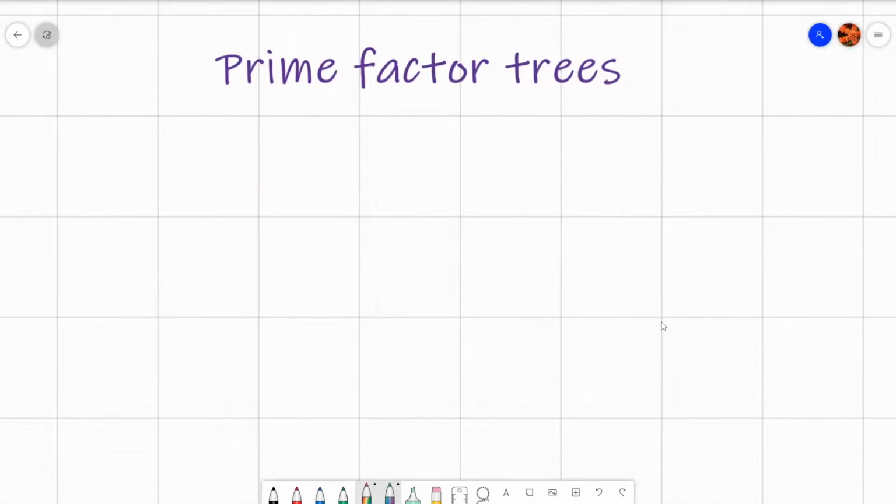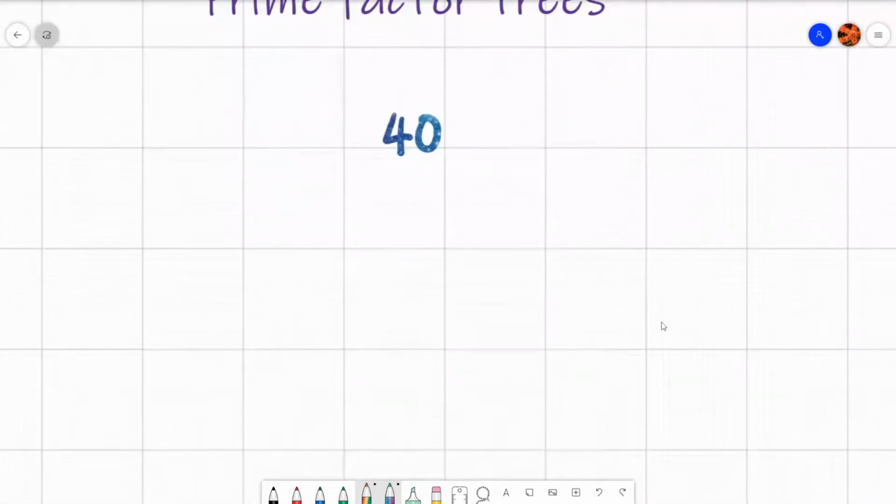Okay, so we're going to take the number 40. What I want is the prime numbers or the prime factors that go into 40, and when I multiply these numbers out I end up with 40. So I want all the prime factors of 40 that multiply together to give me the number 40. So this is what we're going to do. Let's split 40 up.